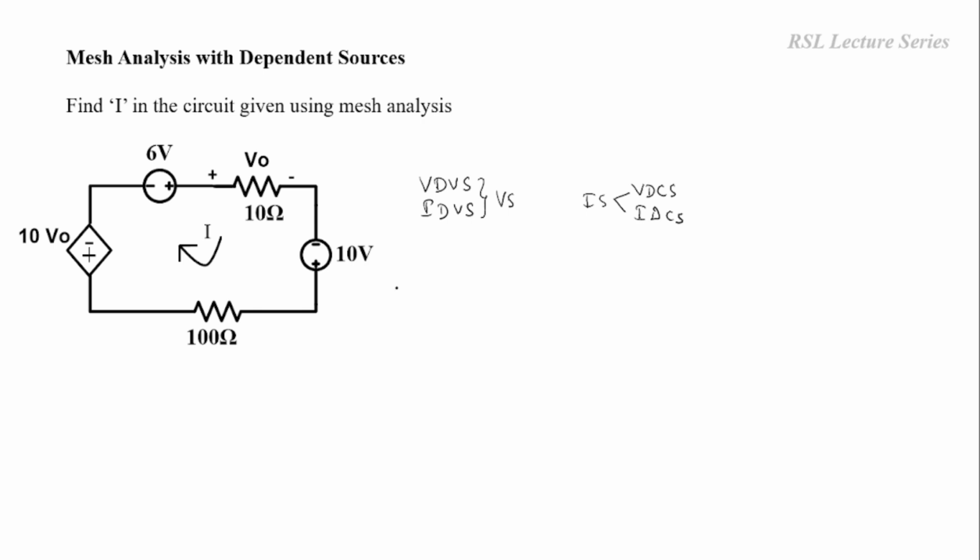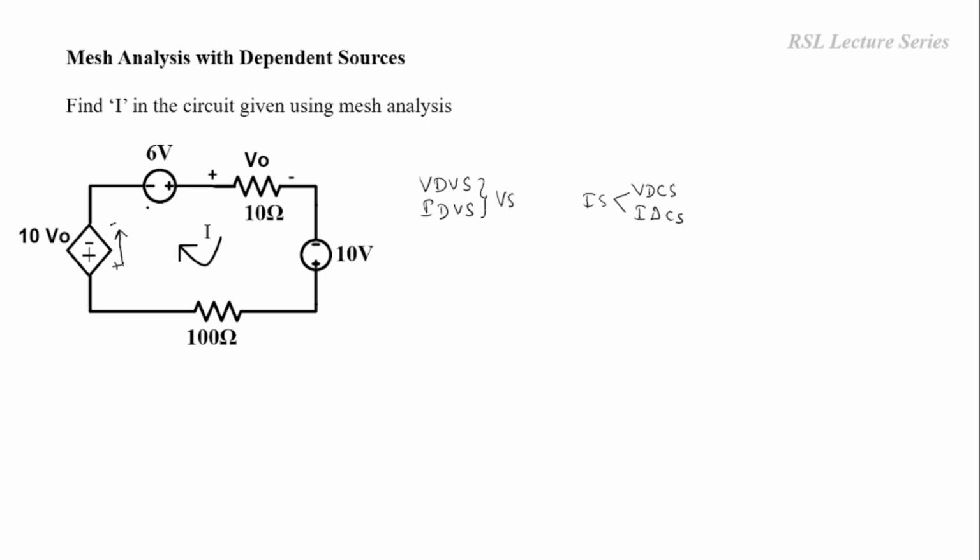For writing the mesh equation, we have to find the voltage rise as well as the voltage drop. The voltage rise is with respect to voltage sources only. If the current flows from negative to positive through a voltage source, it is considered a voltage rise. It is always advisable to assume the current in the clockwise direction. This unknown current I is flowing in the clockwise direction. With respect to this 10 V0, the current is flowing from positive to negative, so this is considered a voltage drop only.